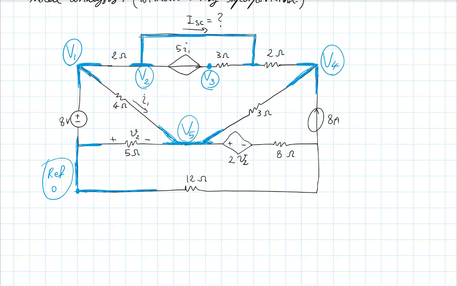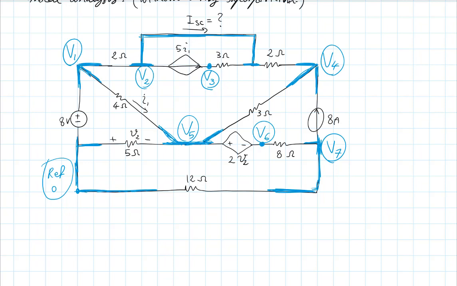V5. V6. And this is just one other big node, so this is V6 and this would be V7. Have I missed anything? Hopefully not.